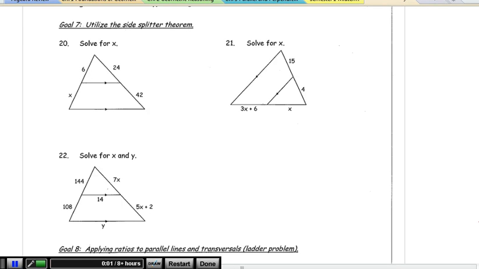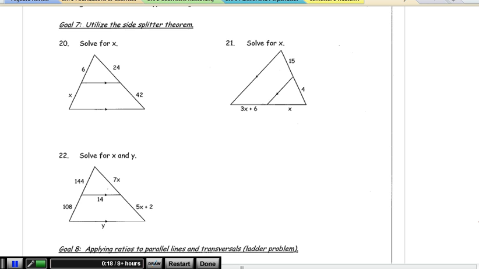Well, hey there, folks. So we're going to look at a couple problems from your goal packet, and we're looking at goal 7. We're going to use the side splitter theorem. Side splitter theorem is a wonderful thing because it takes a lot less time than rewriting and redrawing triangles, and it makes things pretty quick and easy.